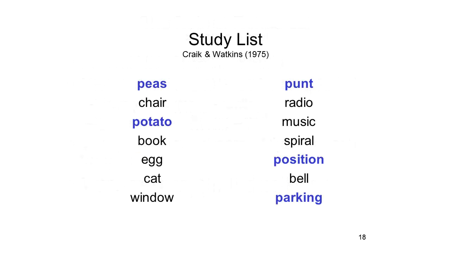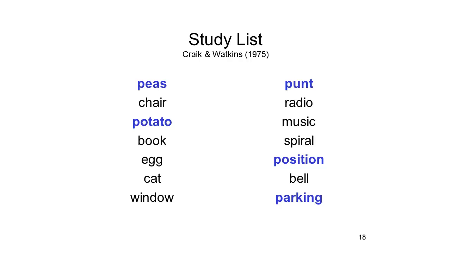Here's a concrete example to make the Craik and Watkins procedure clearer. I've got a list of words, some of which begin with the critical letter P. So the first word on the list is peas. It begins with P, and the subject has to remember that. Next word is chair. The subject can ignore that. Next word is potato. The subject can now forget the word peas, and has to remember the word potato. Book, egg, cat, window, punt. A new word beginning with P. Forget potato, remember punt. Radio, music, spiral, position.